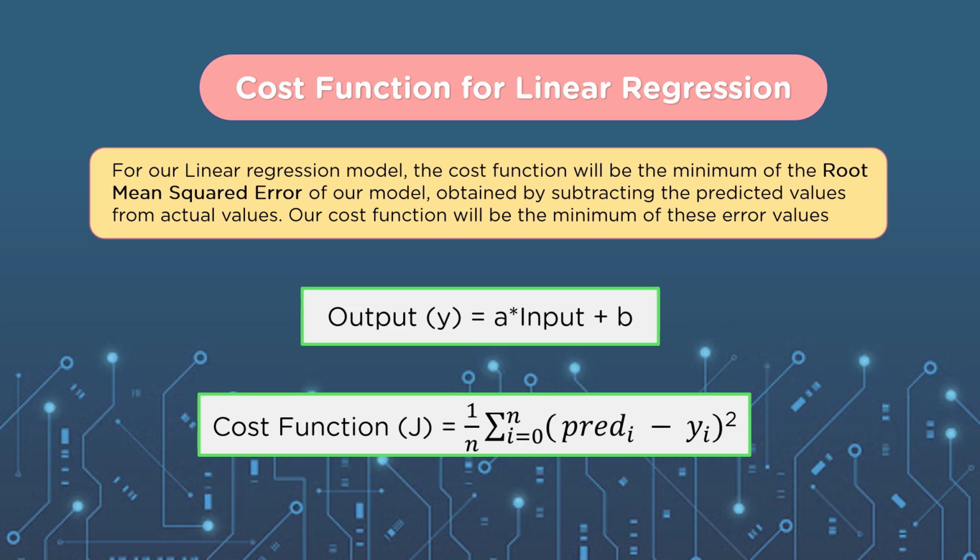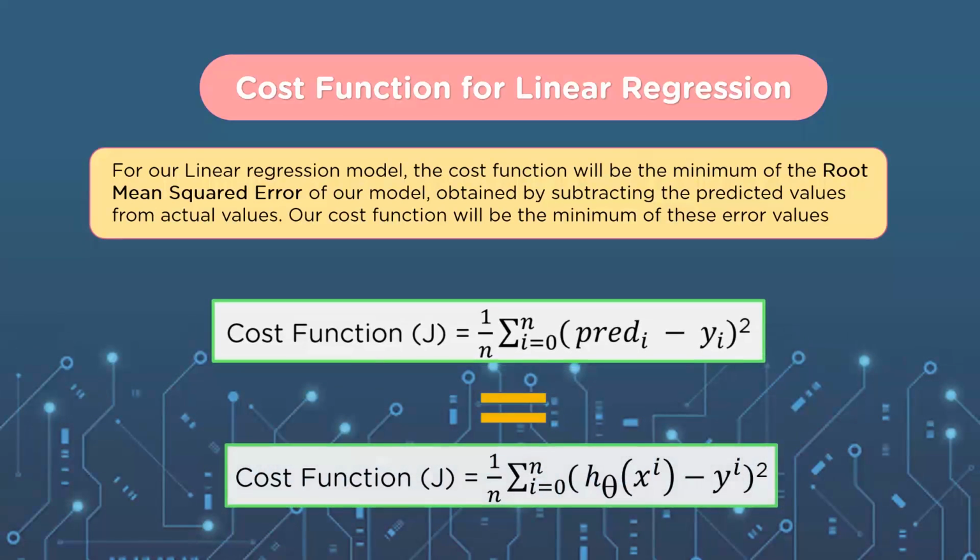Well, let's look at the cost function. The cost function J equals 1 over n, so we're summing up all of our outputs to inputs. And it's based on what we predicted it's going to be, so that was the output of our formula, minus the actual value that we're looking for, and we square that. For our linear regression model, the cost function will be the minimum of the root mean squared error for our model, obtained by subtracting the predicted values from the actual values. Our cost function will be the minimum of these error values.